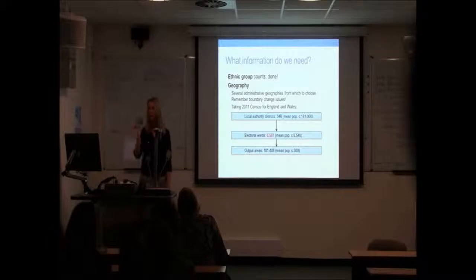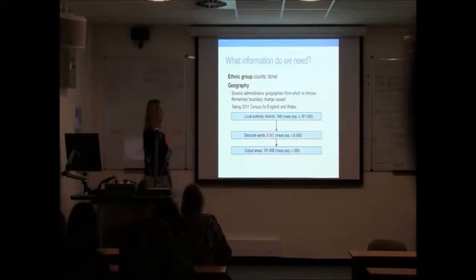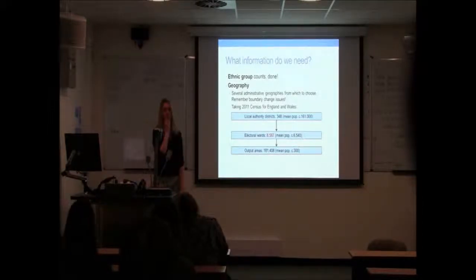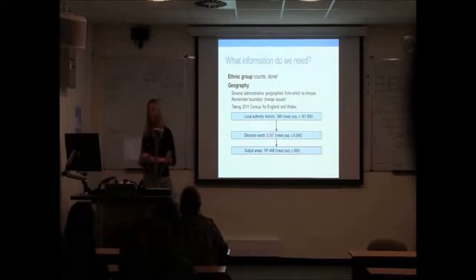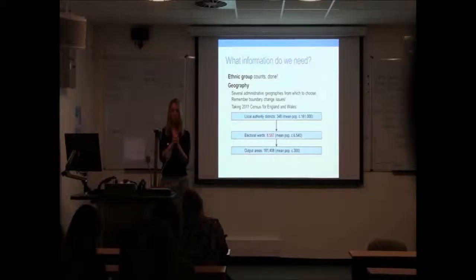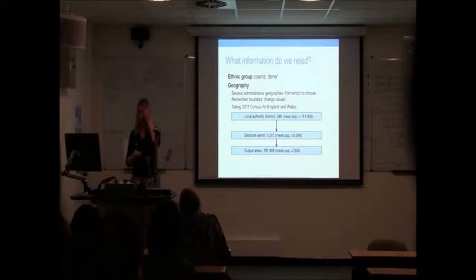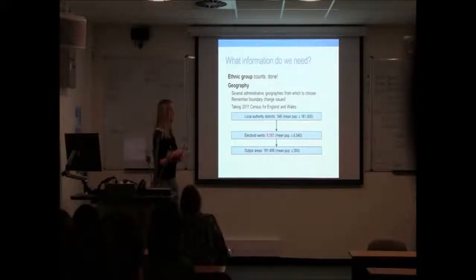Okay, so what do we need to look at segregation? We need ethnic group counts, that's done, we've been talking about that. We also need geography, so we need spatial information about those ethnic group counts. Now there are several administrative census geographies from which we can choose. If you want to compare changes over time, then you need to think about boundary change issues, because if you're looking at an area and the ethnic group population in that area, and then you look at that same area in 2011, if the boundary has changed at all, then you're not comparing like with like, and that is a big issue. If you're interested in that, there are ways that you can deal with that, and you can talk to me afterwards, but I'm not going to deal with that so much now.